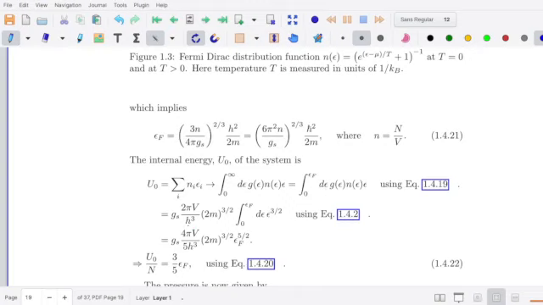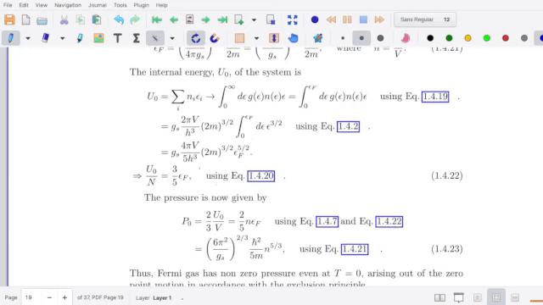Taking all constant factors outside, this will become these constant factors times the integral from 0 to epsilon f d epsilon, epsilon to the power 3 by 2. In the earlier case, in the integral for n, we only had epsilon to the power half. That's because there was no factor of epsilon there, but while computing energy, we have this additional factor. So epsilon to the power half times epsilon, which is epsilon to the power 3 by 2. The integral can be performed, and we get the final result.